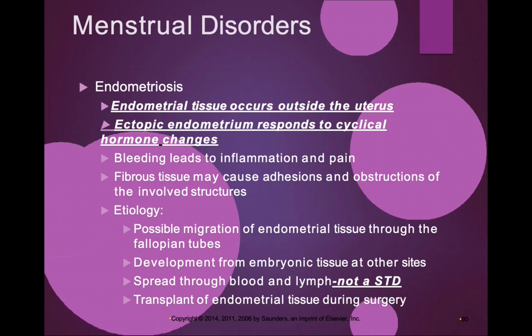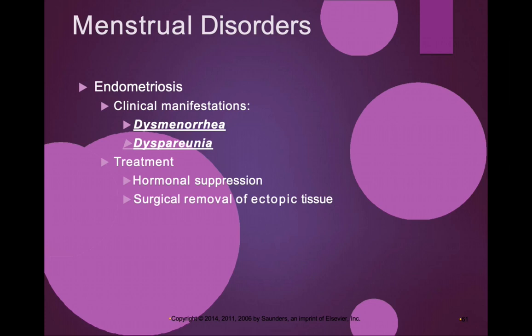It's spread through the blood and the lymph, but endometriosis is not a result of a sexually transmitted disease. It's not an STD, endometriosis. And typically, it can happen from a transplant of endometrial tissue during surgery. Okay, so again, endometriosis is when the endometrial tissue occurs outside of the uterus, and the ectopic endometrium responds to cyclical hormonal changes. With endometriosis, there is dysmenorrhea, right, painful menstrual cycle, and dyspareunia. Dyspareunia means painful sexual intercourse. Treatment is going to be hormonal suppression and surgery to remove the ectopic tissue.